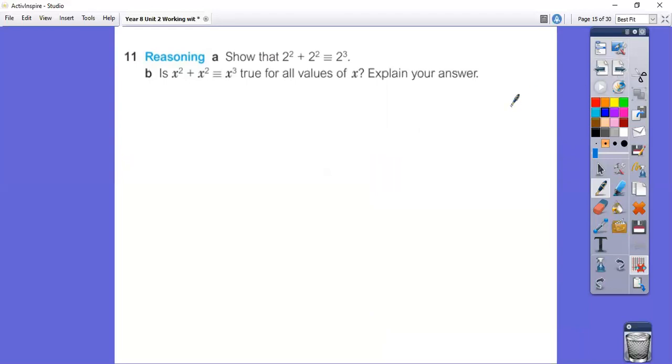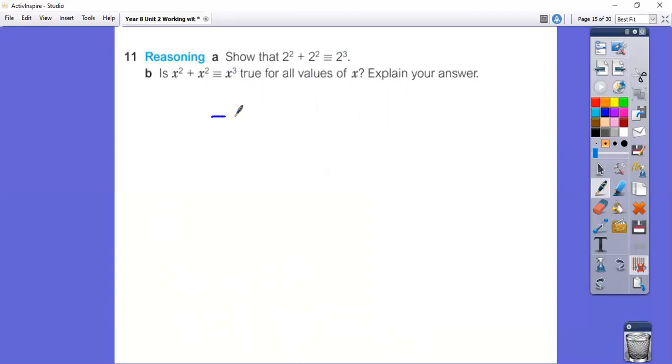The next question, question 11, reasoning. So this is using your common sense. Show that 2x squared plus 2x squared is an identity. It's always true. It's 2 to the power of 3, 2 cubed. So is 2x squared plus 2x squared always the same as 2 to the power of 3? Part B, is x squared plus x squared always true for x cubed, true for all values of x?